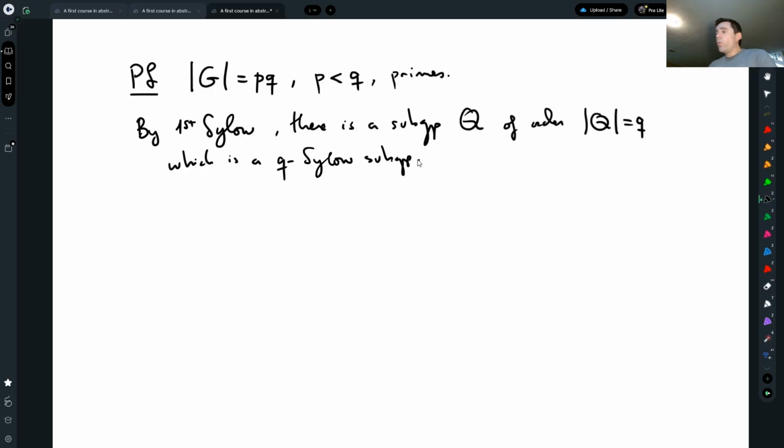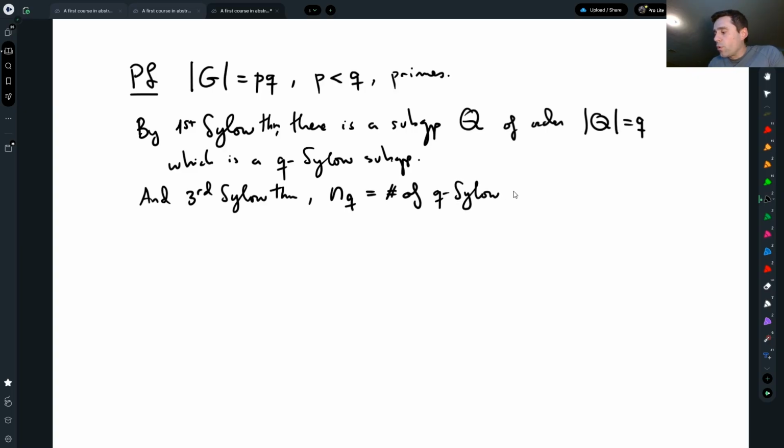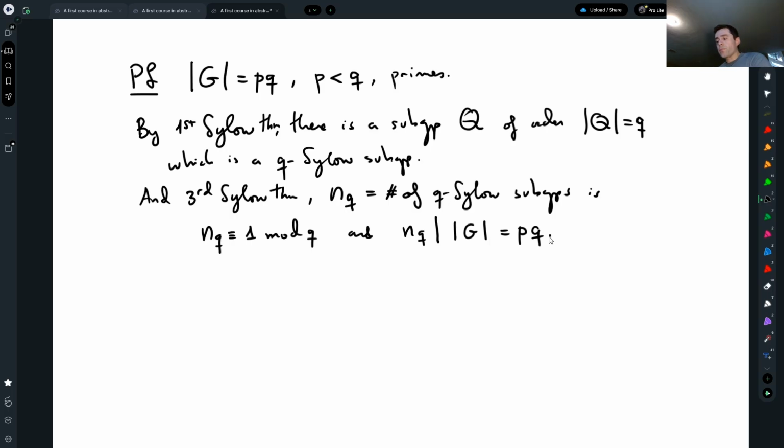And well, we also have the third Sylow theorem, which tells me how many of these there are. The third Sylow theorem tells me that NQ, the number of Q Sylow subgroups, satisfies that it has to be 1 modulo Q, and NQ divides the order of the group, which is PQ. So this gives me two things.